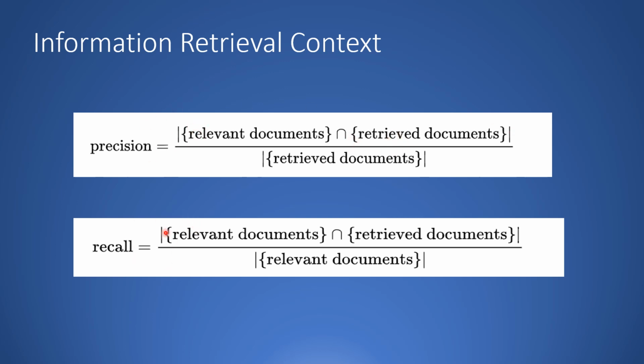Now what is recall in this particular information retrieval context? Recall is the relevant documents intersection with retrieved documents, so the number of documents in this intersection divided by the number of relevant documents. So again, you can think of precision as the percentage of predicted and recall as the percentage of actuals, and again the same F1 score can apply over here as well. Okay, so this is precision and recall with respect to the information retrieval context.